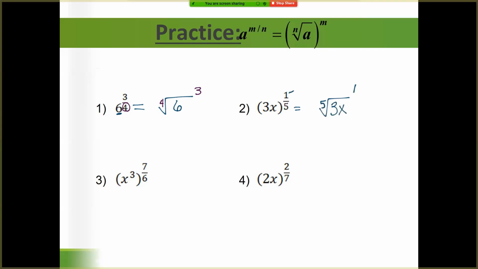Question number 3, again, whatever's in your parentheses goes underneath your root. So even though it's x to the 3rd, that's okay. You're just writing it underneath just as it's written.